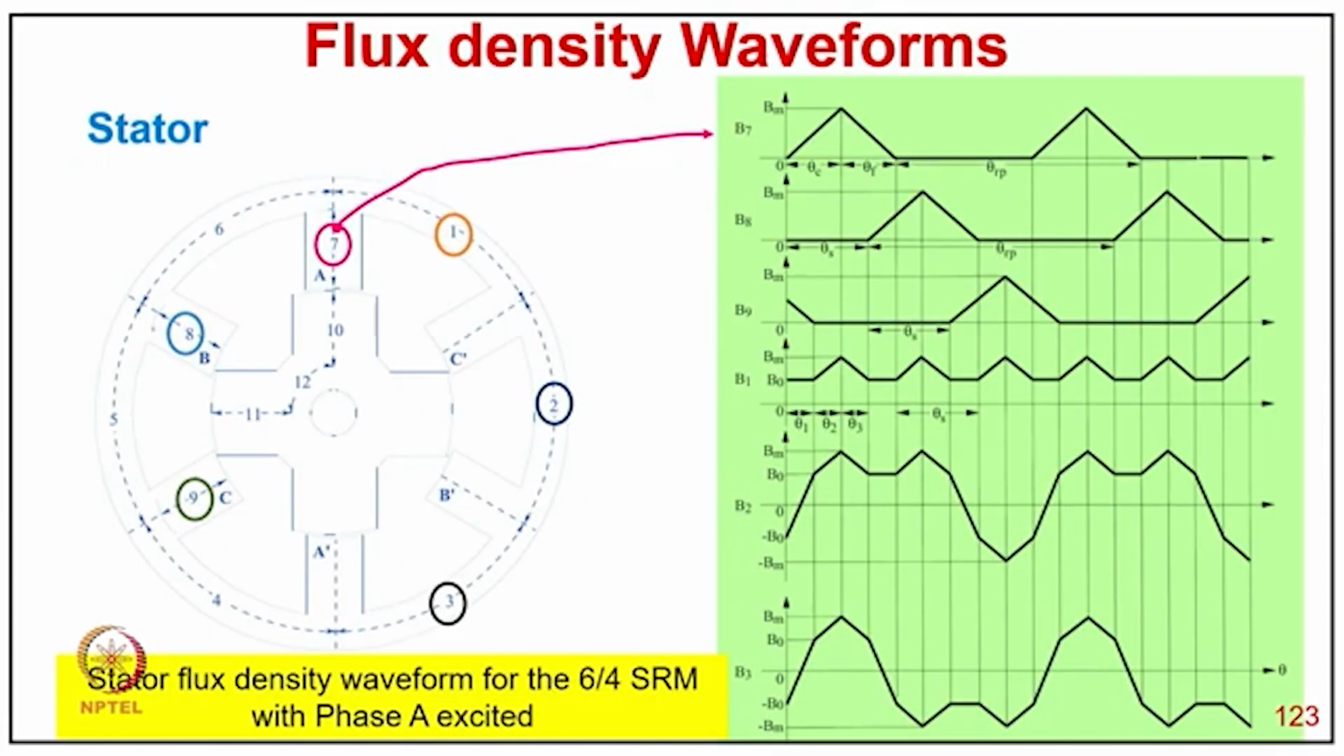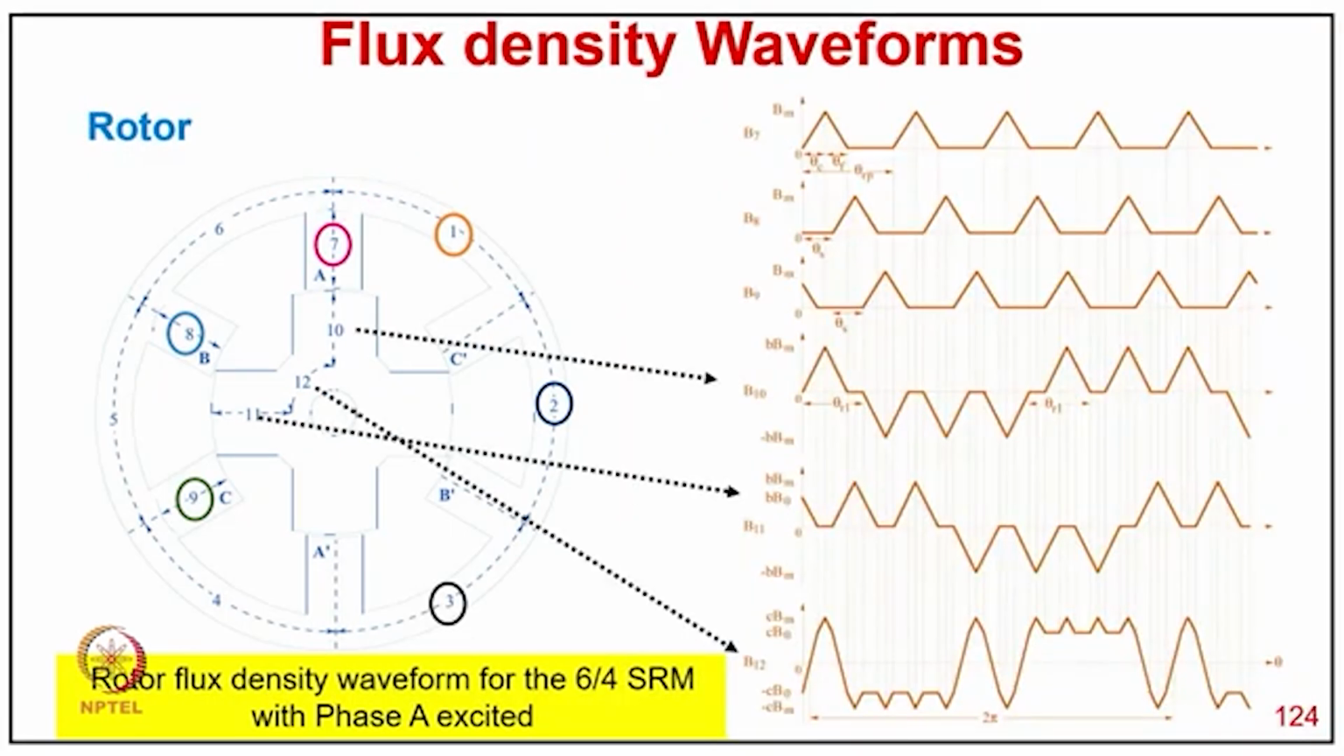You can see how typically in the stator pole body the flux is shown as a rectangular waveform, and then in different parts, like B7, B8, B9, B1, then B2 and B3. You can see how the parts 1, 2, 3, 4 are all shown in different parts here. So this is the flux density waveform for the 6/4 switched reluctance motor with phase A excited. Now similarly for the rotor: the rotor flux density waveform for the 6/4 SRM when phase A is excited. In different parts, it is also shown here, the different parts 1, 2, 3, 4 with the beta.